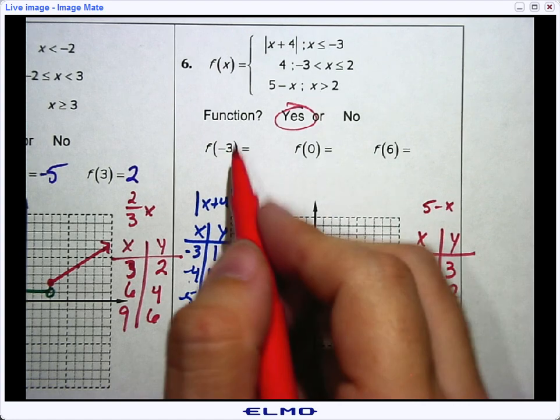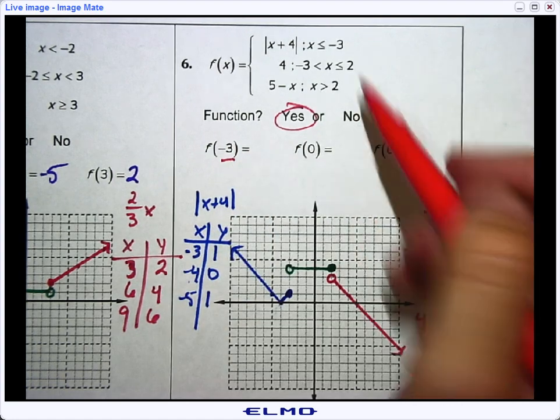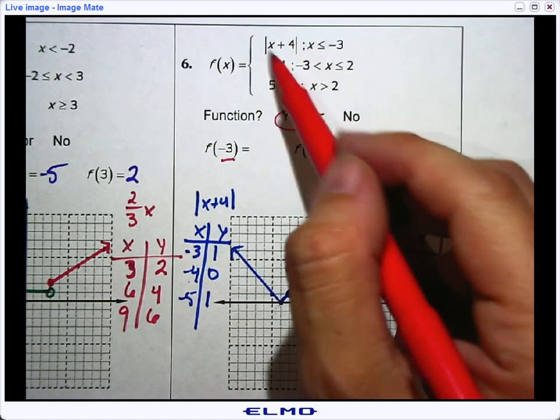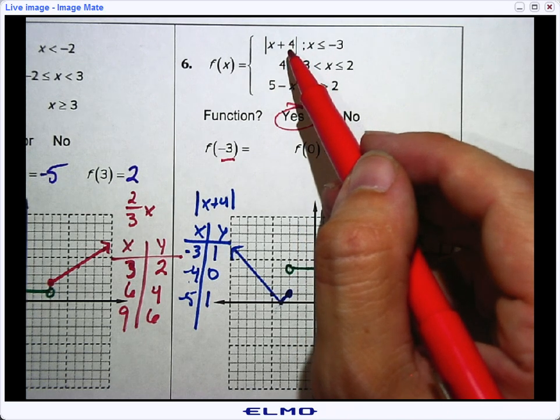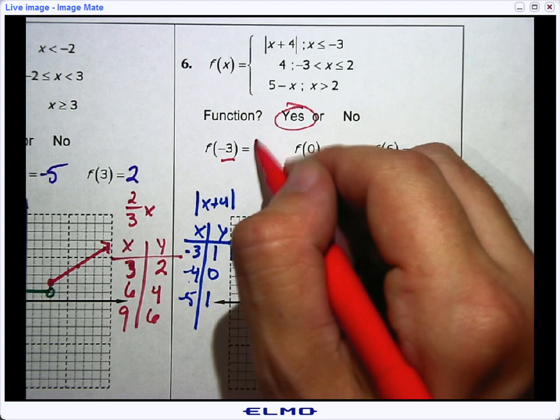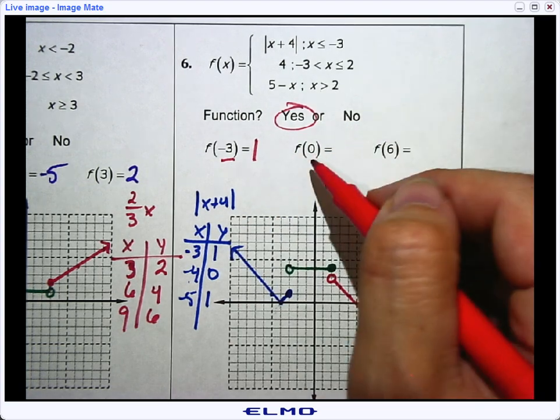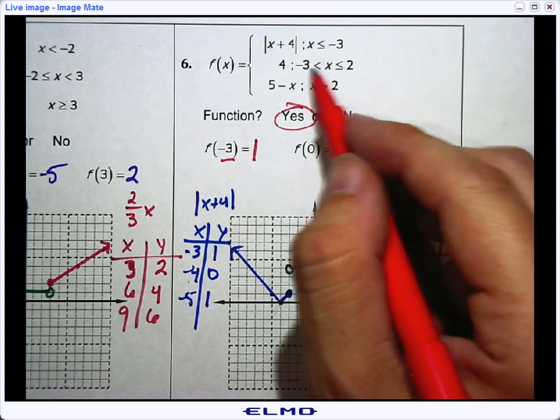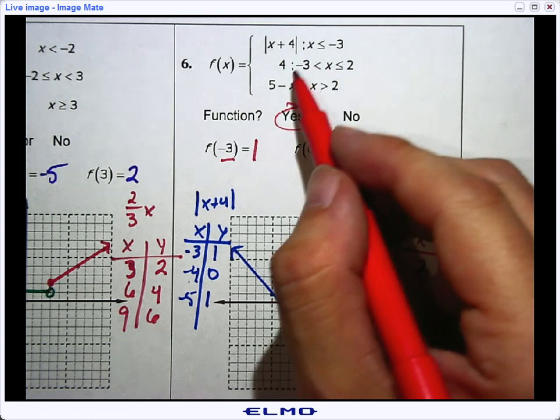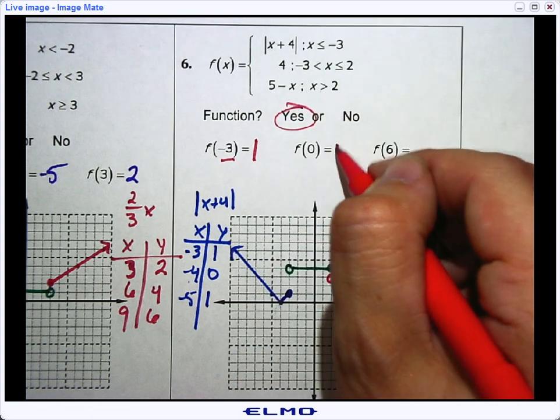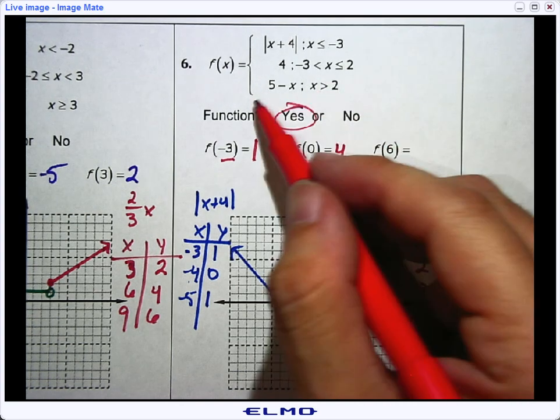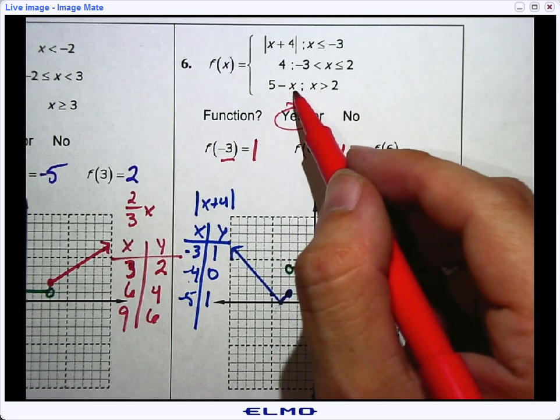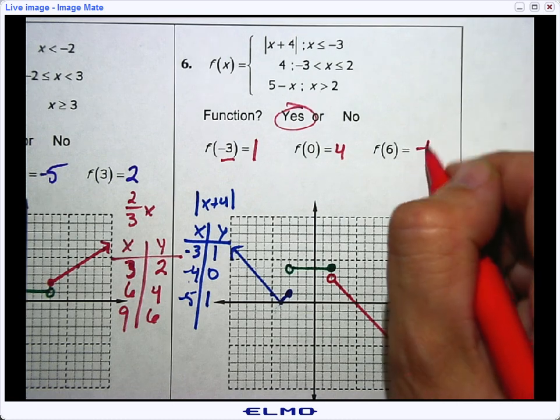Evaluating these values, so f of -3, well, -3 is less than or equal to -3, so I'm going to plug in here. -3 plus 4 is 1. The absolute value of 1, 1. F of 0, well, 0 falls between -3 and 2, which means the y value is just going to be 4. And then f of 6, well, 6 is greater than 2, so that means 5 minus 6, which is -1.